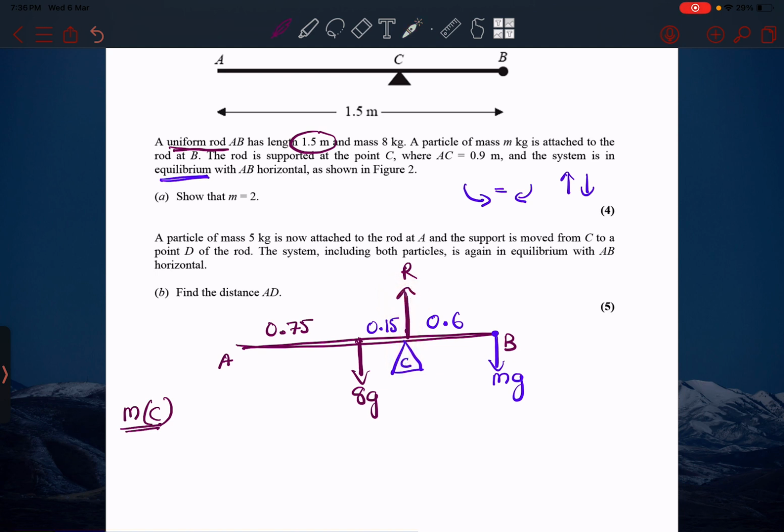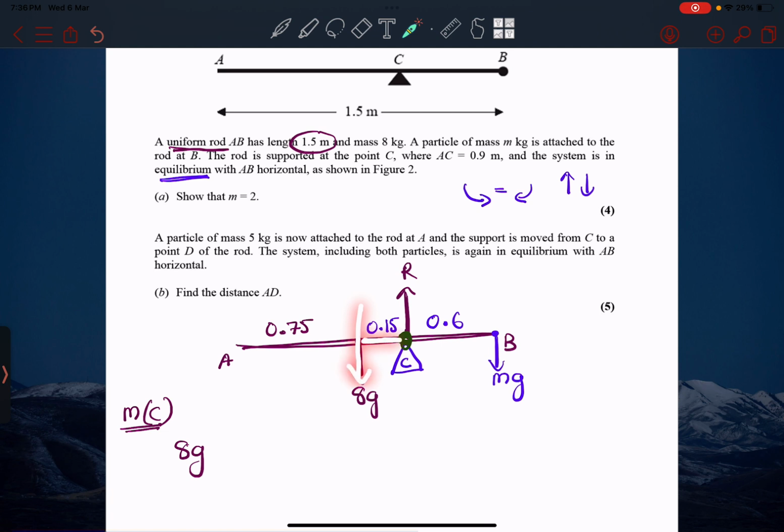So taking moments about C, we will now have, so there are only two forces now. One is the 8g that is acting in the counterclockwise direction, or the anti-clockwise direction. You have mg that is acting in the clockwise direction. So we can now go 8g, which is my force. Now my pivot point is C, so I'm going to make that a bit bigger so that we can figure out what is the perpendicular distance. So 8g is my force.